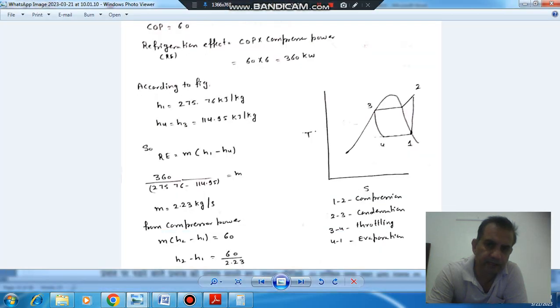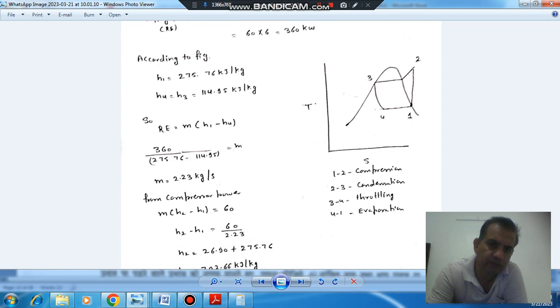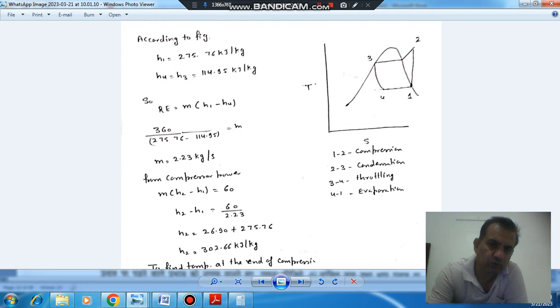H3 is equal to H4 because of the throttling process. The refrigerating effect is m times (H1 minus H4), and it is also calculated from the COP, that is 360 kilowatts. So equating these two, we can find the mass flow rate, because we know H1 and we know H4. So m comes out as 2.23 kilogram per second.